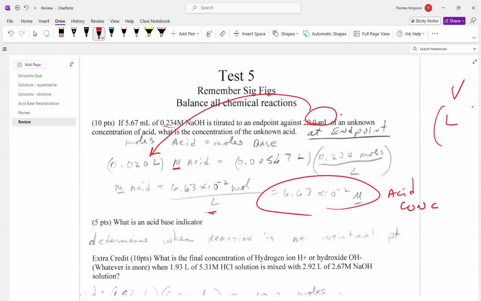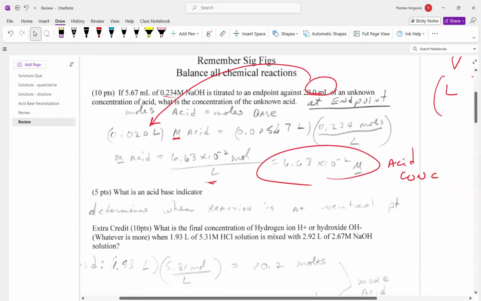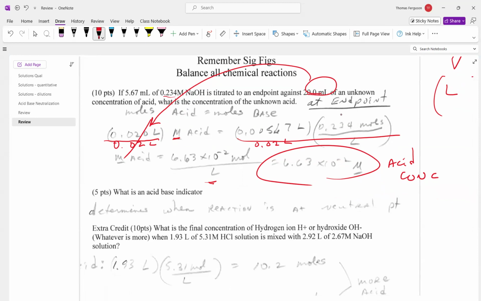Yeah, you divide both sides by 0.02 to isolate M. Now, I didn't show that step. It would basically be, and then those cancel that way, which isolates the M. So you go 0.00567 times 0.234 divided by 0.02. And you get this: 6.63 times 10 to the minus 2.